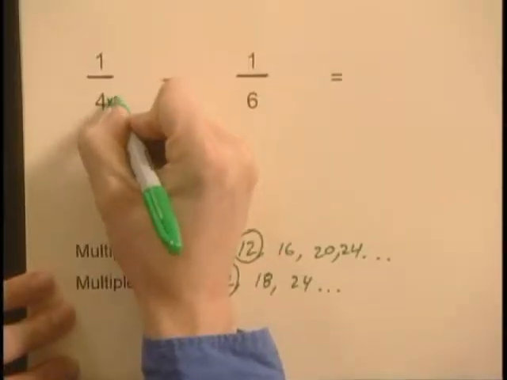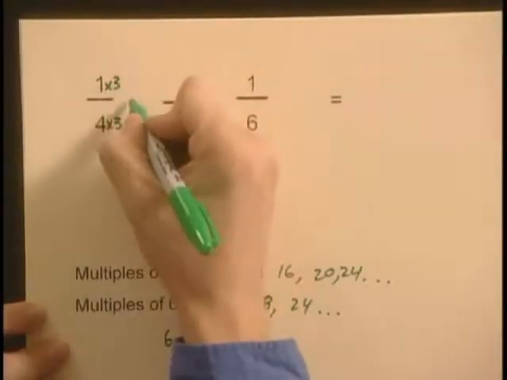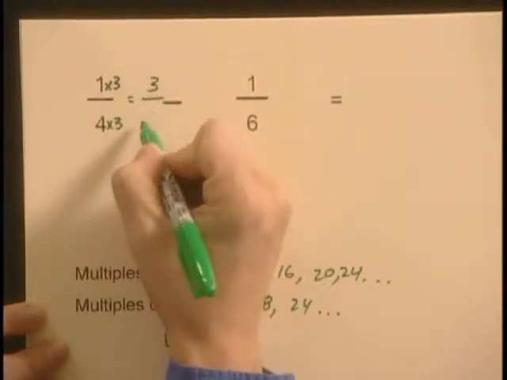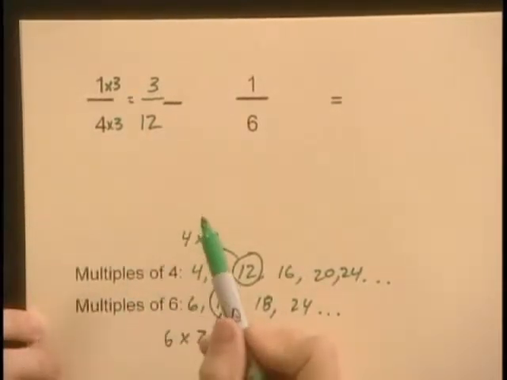So again, we multiplied 4 times 3. Now we know that anything we do to the bottom of a fraction, we got to do to the top of a fraction to keep it equal. So we're going to multiply the 1 times 3 as well. And that equals 1 times 3 is 3, 4 times 3 is 12. So our original fraction 1/4 is equivalent to 3/12.